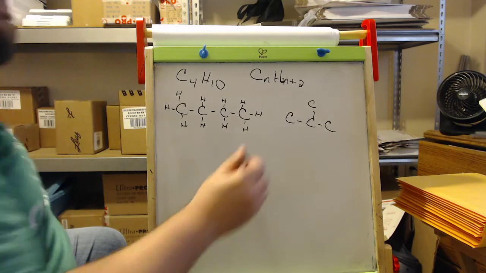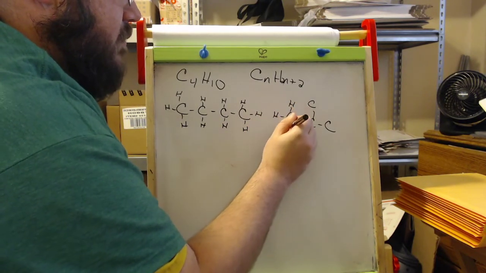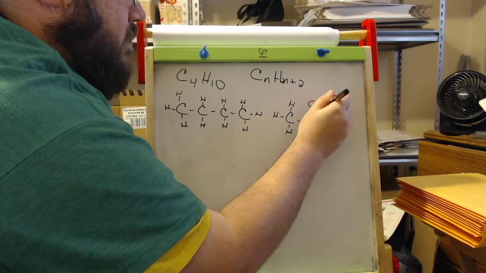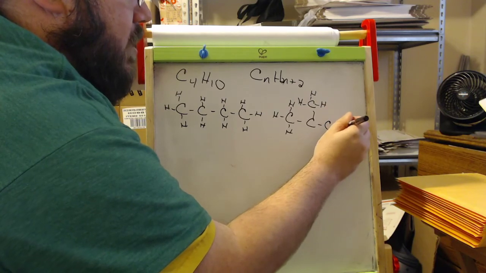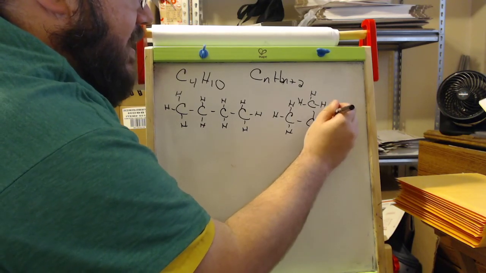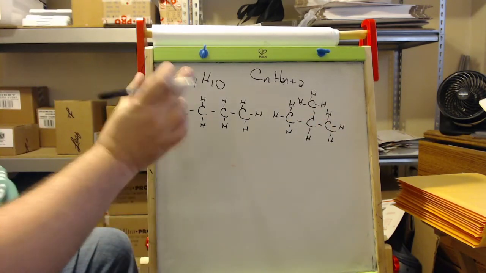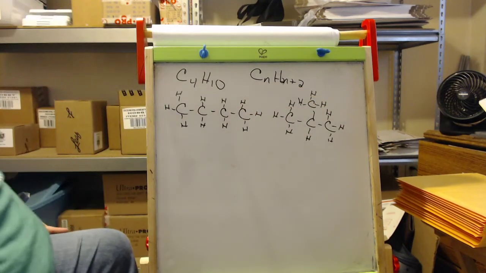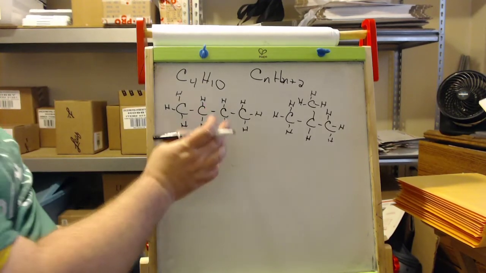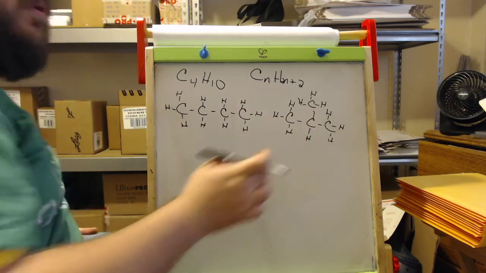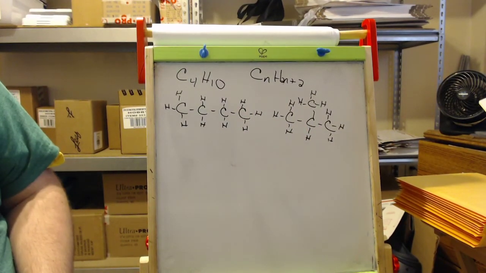Count up the number of hydrogens. I need 10. 3 here, 1, 2, 3. 3 up here, 1, 2, 3, that's 6. 1, 2, 3, that's 9. And 1 there for 10. These are both C4H10, but they are 2 different molecules. This is butane, and this is 2-methylpropane.